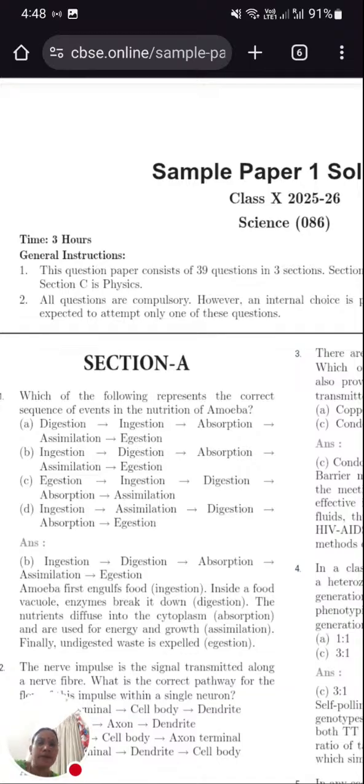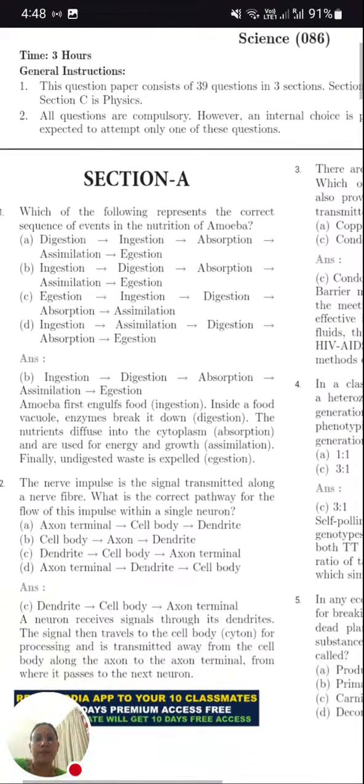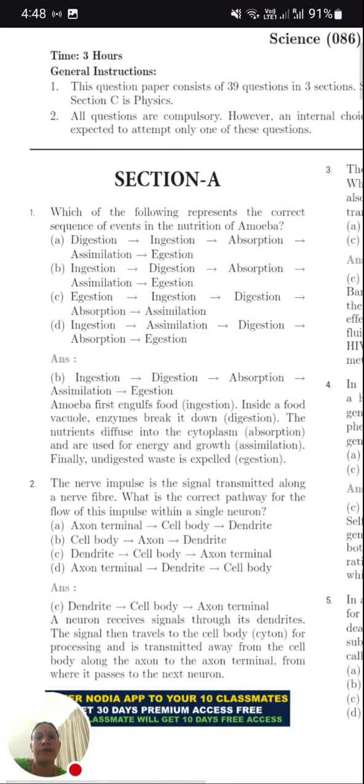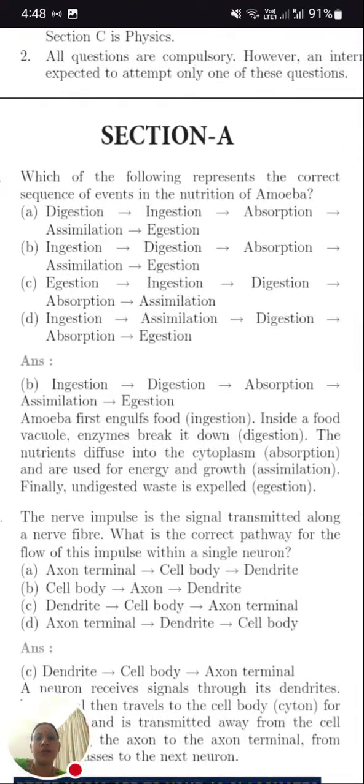So here in section A, this is the sample solution paper I have chosen so that you can see the question and answer both and go through the answer clearly. If you face any difficulty, let me know so that we can rectify it.